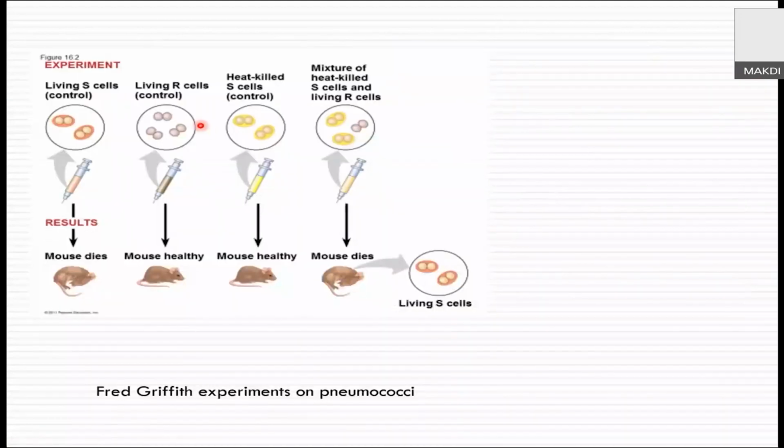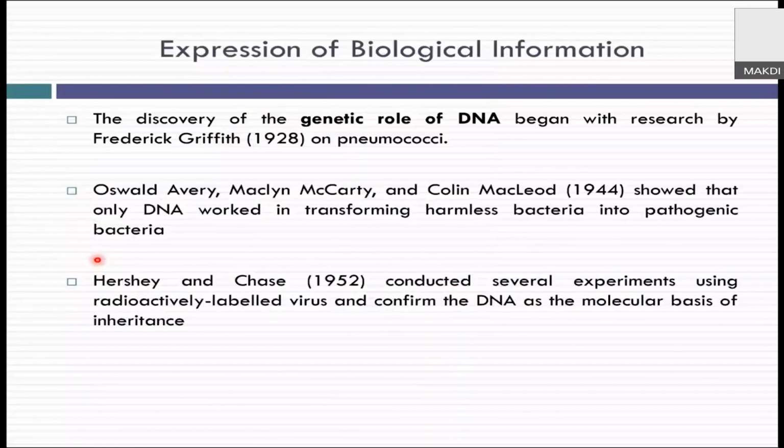There are RNA, there are proteins, and other macromolecules. So we don't know. At that time, they didn't know which of the molecules was responsible for the infections in the mouse. So Oswald Avery, Colin MacLeod, and Maclyn McCarthy continued the Frederick Griffith experiment with the objective of proving that it is only DNA and not other macromolecules.